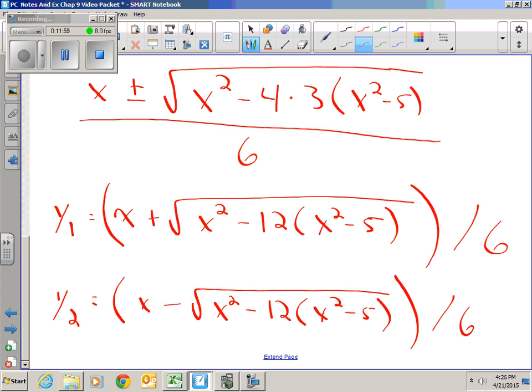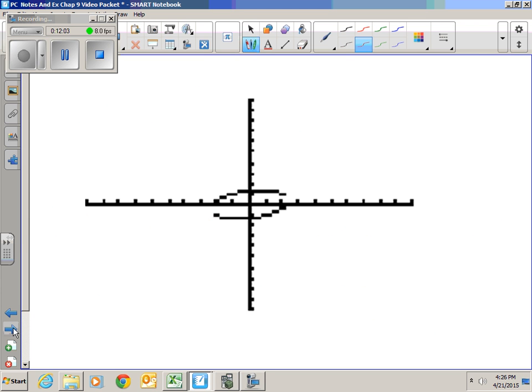And if you punch that into the calc, you should get something that looks something like that. And you can see it is an ellipse that's ever so slanty going up. And that's actually in the regular Zoom 6 standard viewing window.